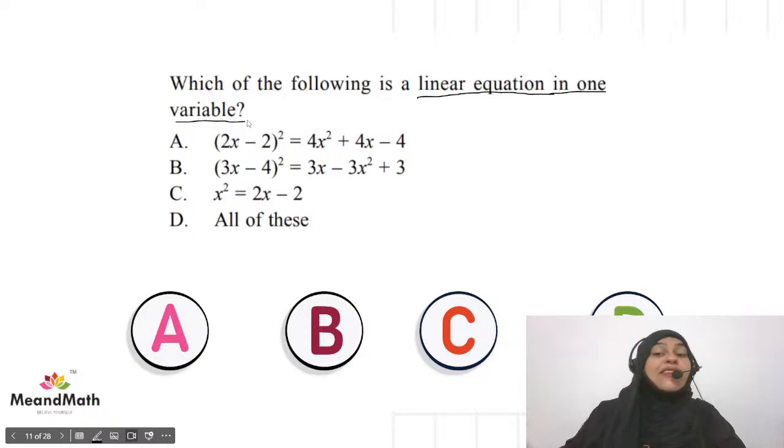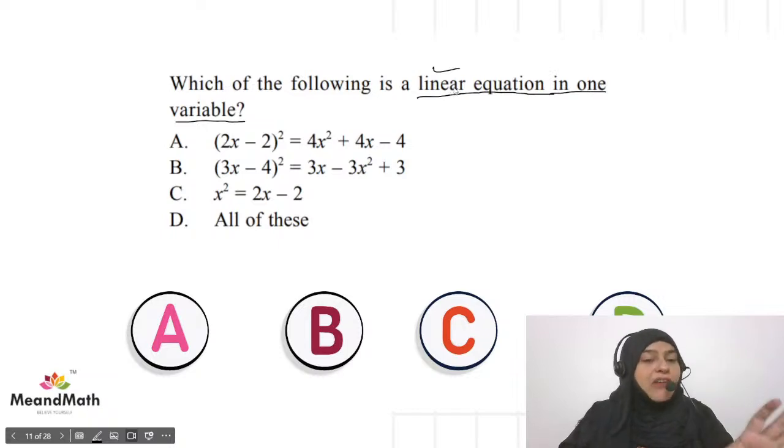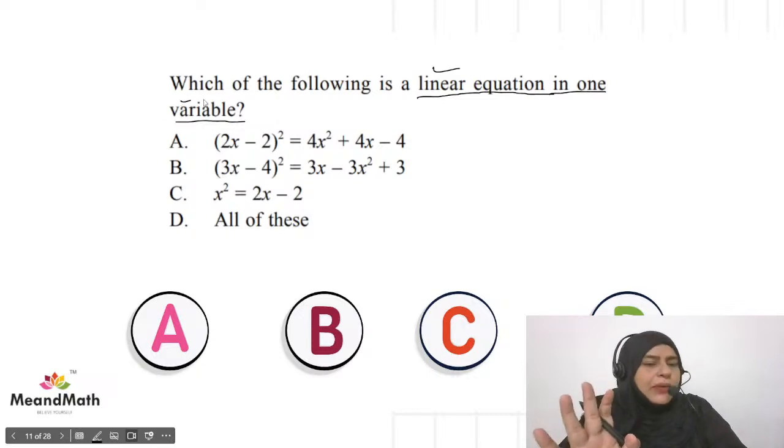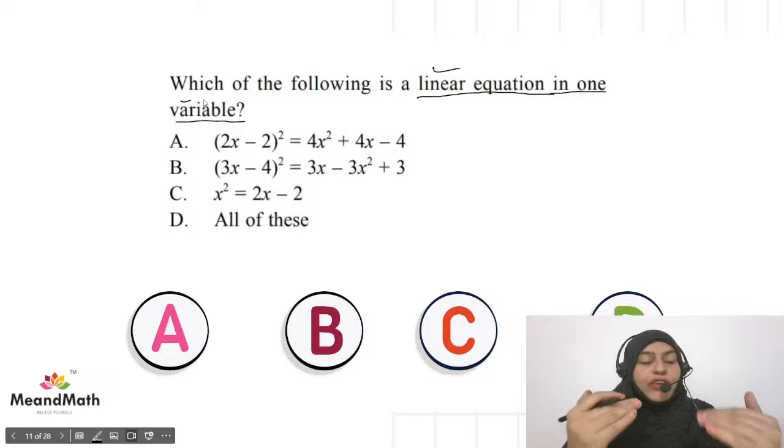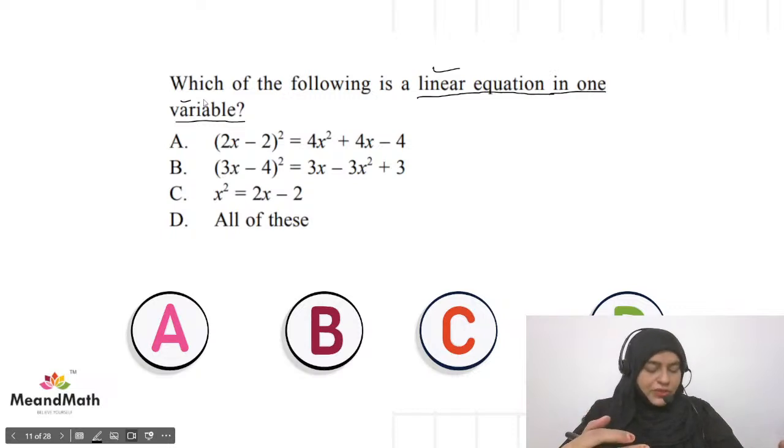Linear equation means, the word linear, what does it imply? The word linear implies that the power or the degree of the variable must be 1. And in one variable means it has only one variable. Right? So we need to find which option is correct. Tanmay is saying that option D is correct and Rashmi is also saying option D is correct. Okay, let's see.